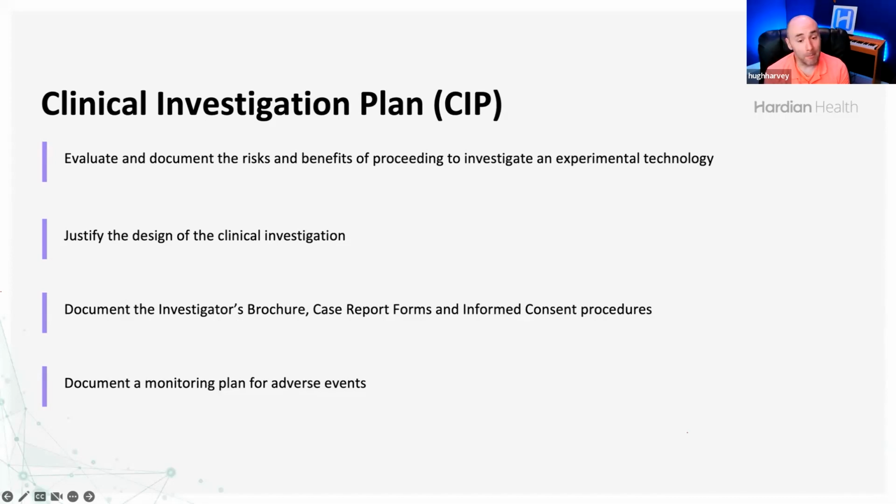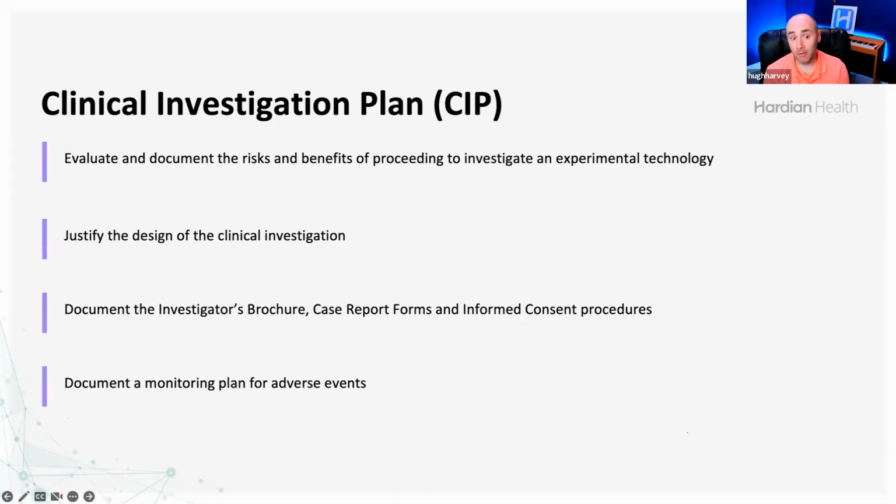And that protocol can take many forms depending on the type of investigation that you choose to do. But in essence, you need to be able to justify the design of that clinical investigation. And we'll talk later on in this webinar about the different types of clinical investigation that can be used. Typical documentation within your CIP will be familiar to academics, such as the investigator's brochure, CRFs, which are case report forms per patient usually, any informed consent procedures, documentation of that consent, and a plan for how to monitor for adverse events and side effects.